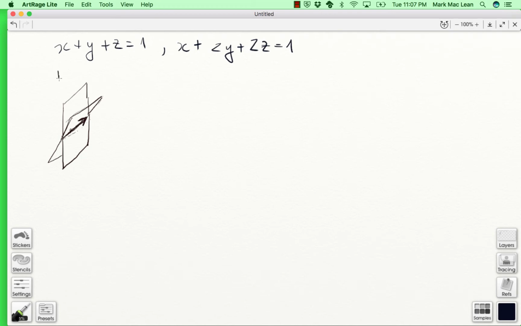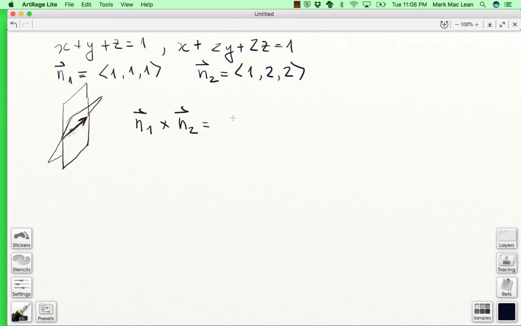So of those normals. So here, if I have normal 1, and that's 1, 1, 1, you can just read it off from the equation. Normal 2 is just 1, 2, 2. Then if I look at normal 1 crossed with normal 2, I can have i hat, j hat, and k hat, our usual mnemonic game here, this strange kind of determinant.